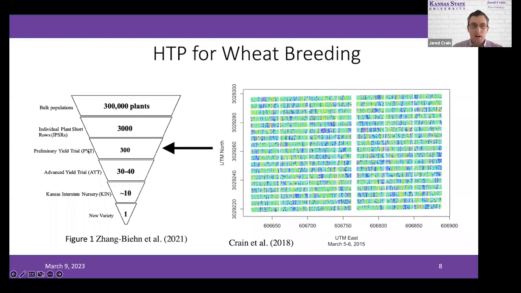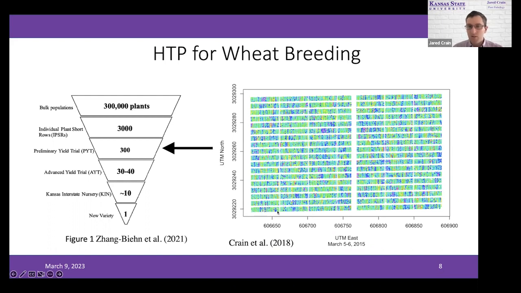when we think of that funnel, the preliminary yield trials. So these are plants that have already been inbred. They've already been scaled up to seed multiplication to get to a small plot, 2 meter by 6 meter plot that can be measured as a yield trial. And this is just a diagram of canopy temperature.